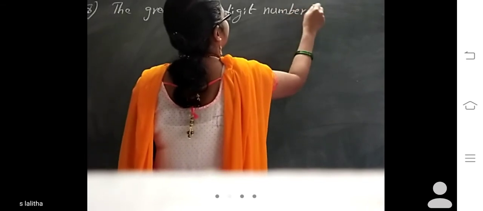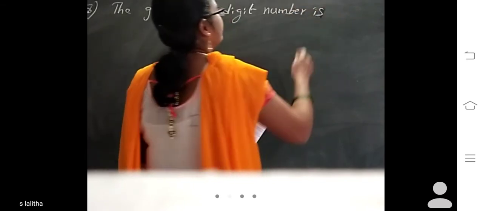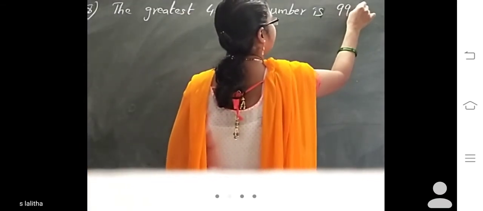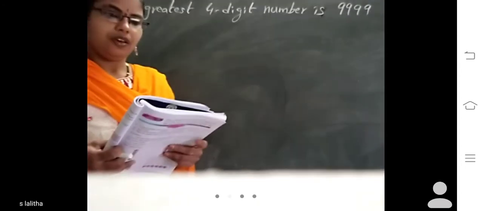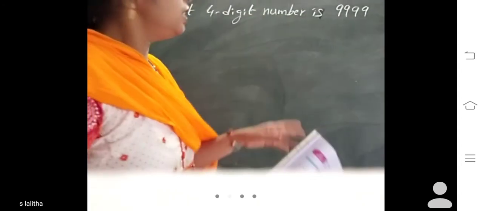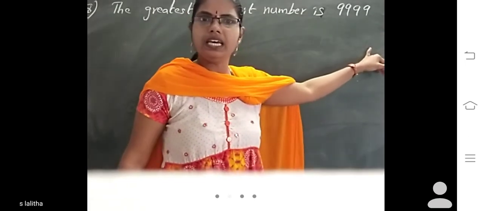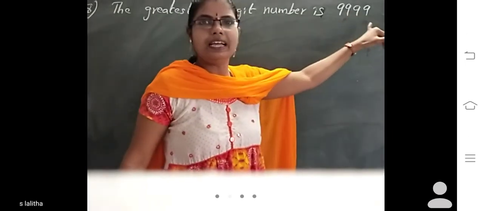So the greatest 4-digit number is 9999. Which is divisible by 9. Is it divisible by 9 or not? Yes, all digits are 9s, so it is divisible by 9.